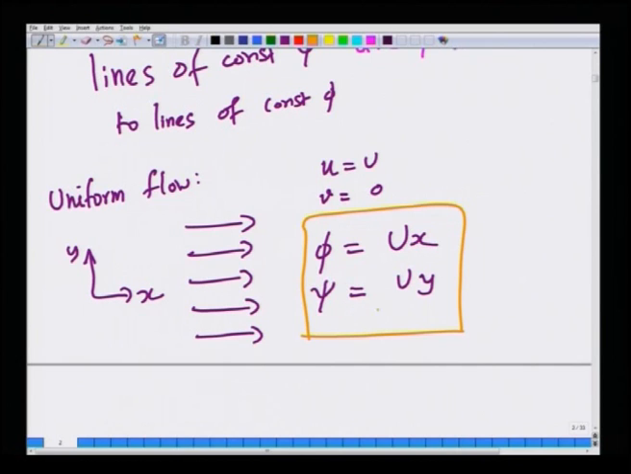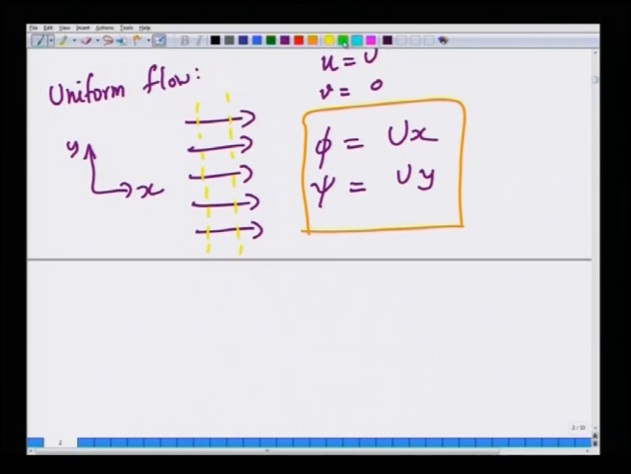We have already solved this. So, lines of constant potential are found by putting constant values of x. So, you will find that lines of constant potential are vertical lines along the y direction, while lines of constant stream function are obtained by putting values of y, because psi is simply u y, which are just horizontal lines, which makes sense for a uniform flow.